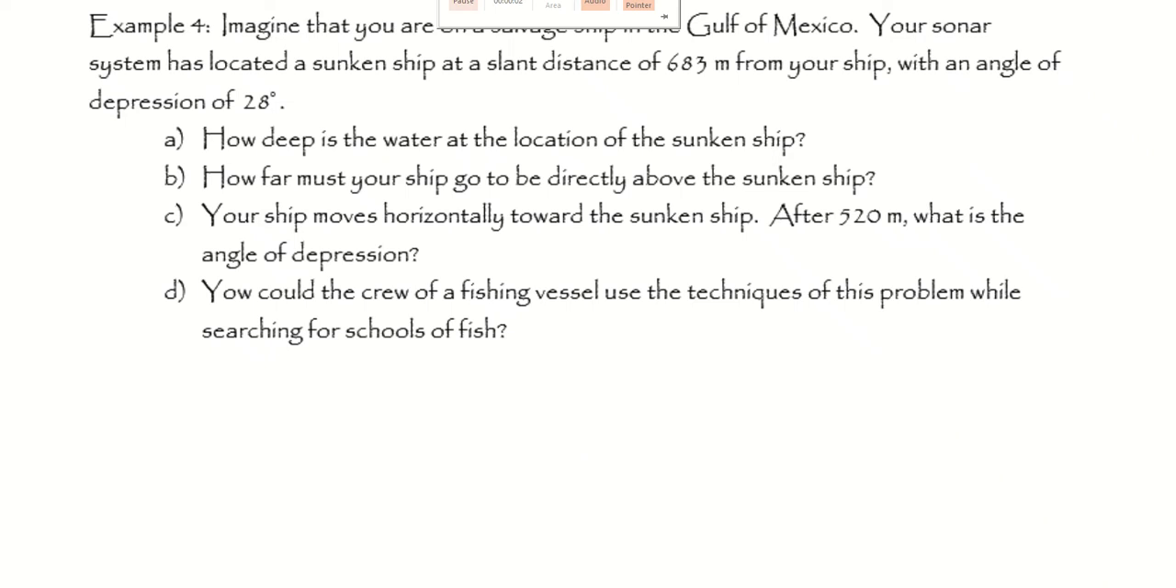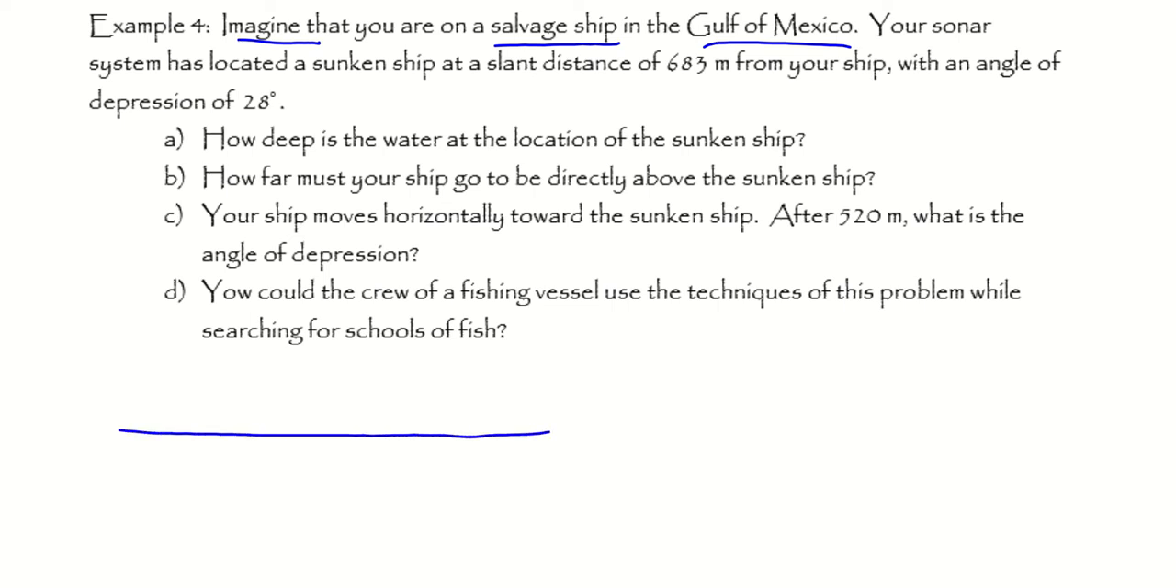This is example 4 from our 2-5 notes on inverse trig functions and solving triangle problems. So we start here. We are imagining that we are on a salvage ship in the Gulf of Mexico. We talked about this in class. We identified that we are in a boat which is on the water. So here's the boat, and here we are.